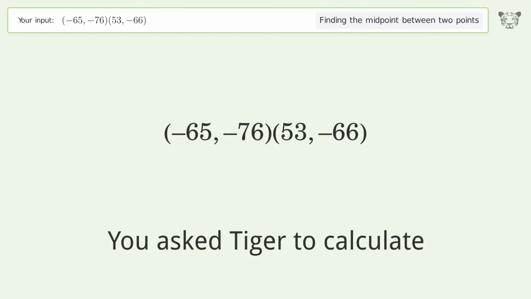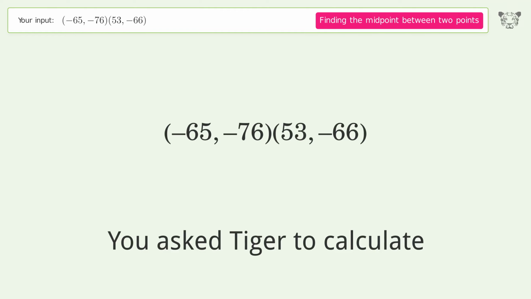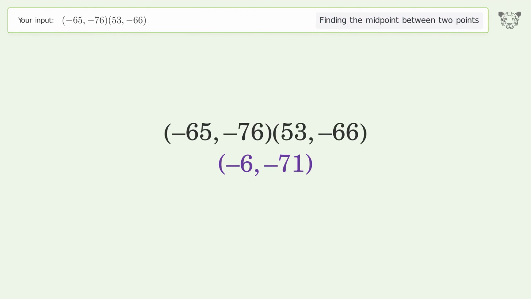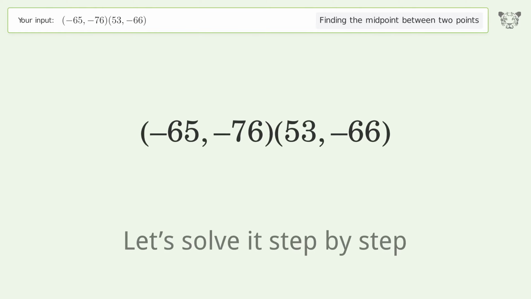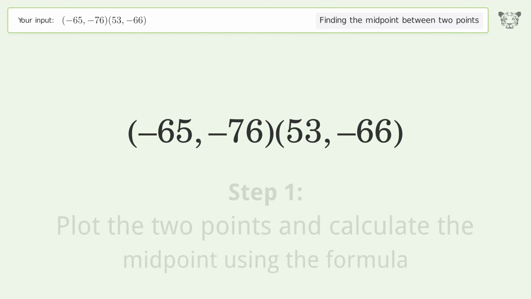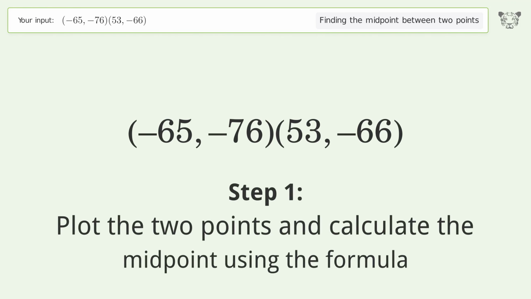You ask Tiger to calculate. This deals with finding the midpoint between 2 points. The midpoint between the 2 points is -6, -71. Let's solve it step by step. Plot the 2 points and calculate the midpoint using the formula.